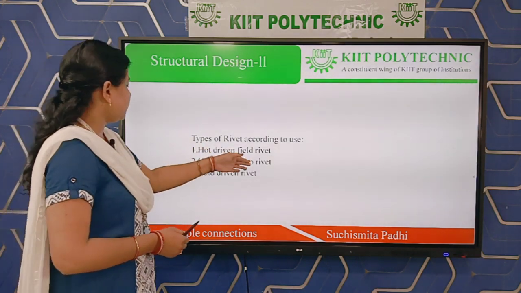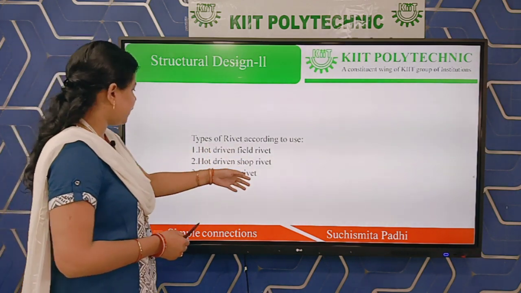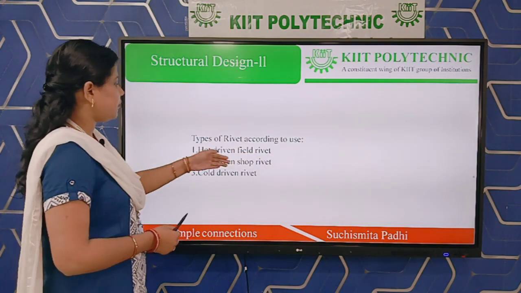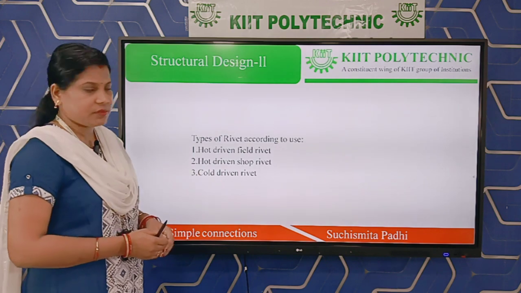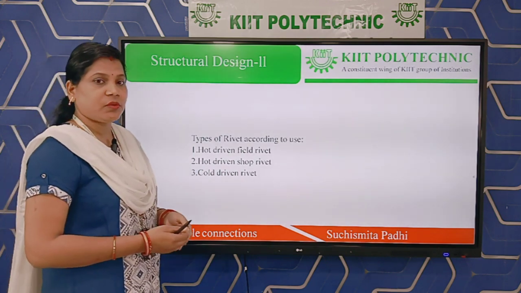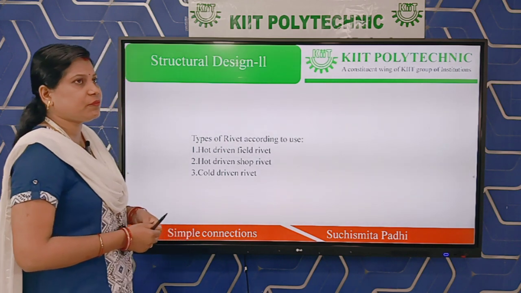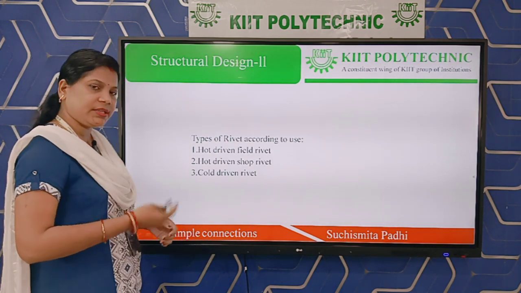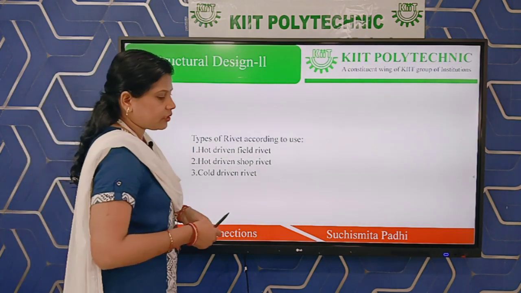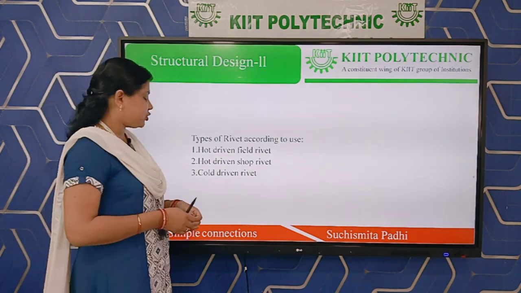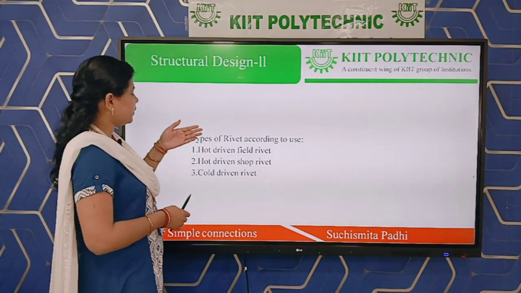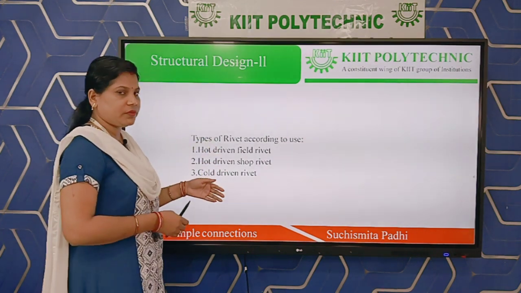One is hot driven field rivet, another is hot driven shop rivet, and another is cold driven rivet. So hot driven and cold driven: what is the difference? Hot driven means before insertion of the rivet, we heat the rivet, and that is known as a hot driven rivet. If we insert the rivet at room temperature, that is known as a cold driven rivet. That is the only difference between hot driven rivet and cold driven rivet.